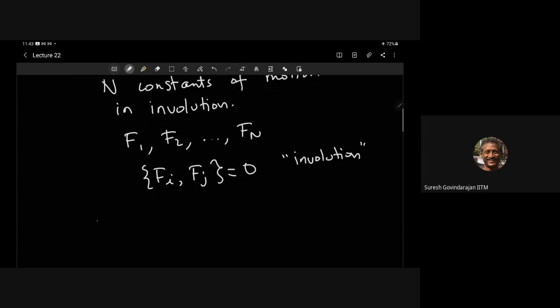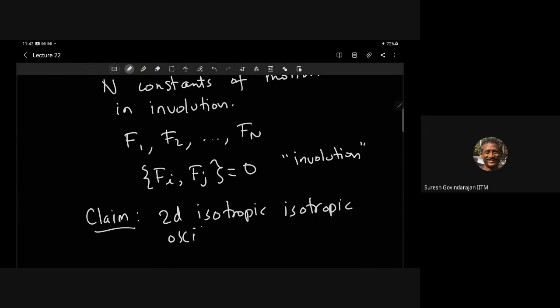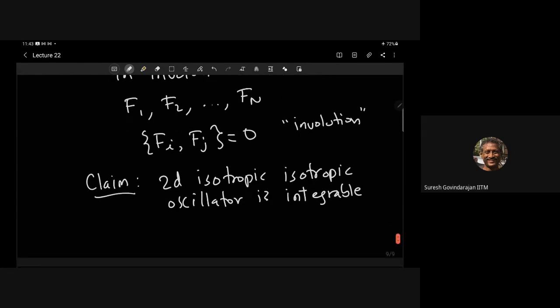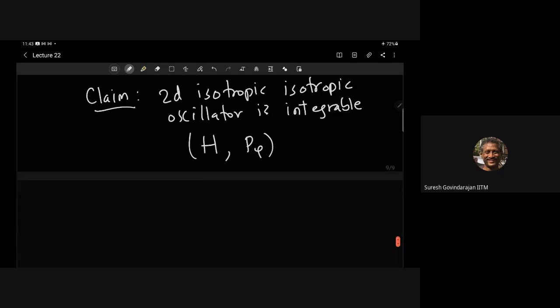So let's go back. The claim is the 2D isotropic oscillator is integrable. So I have to give two constants of motion which commute. Can you tell me what the two would be? What your choice would be? H and angular momentum, Lz, which is p_phi. Okay, this is first.